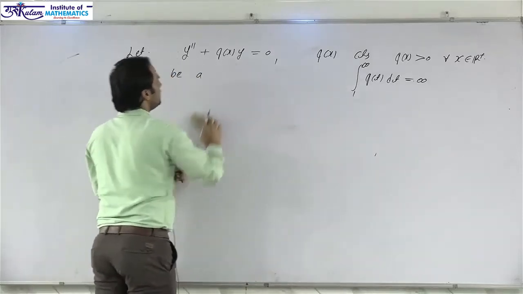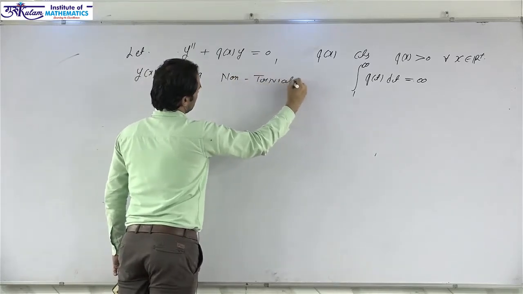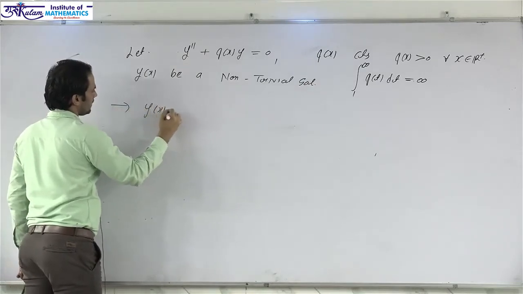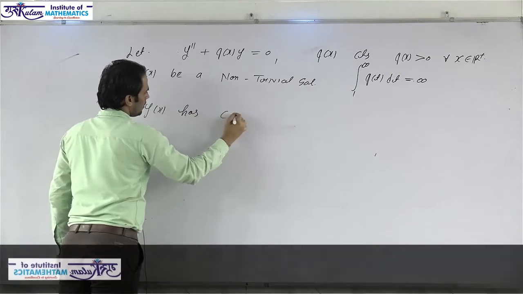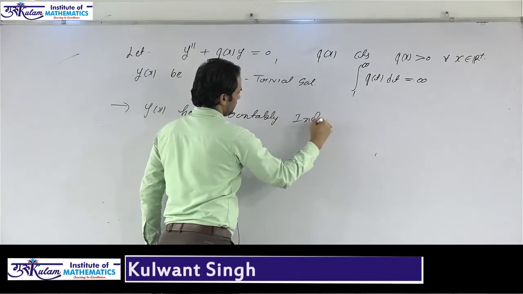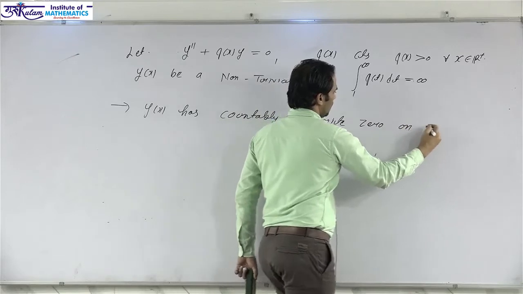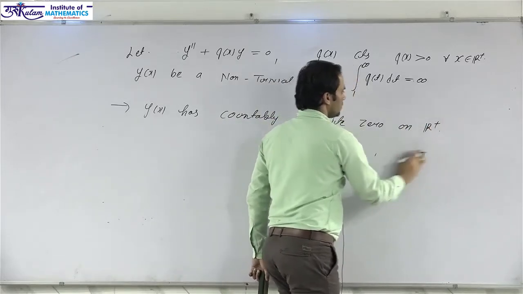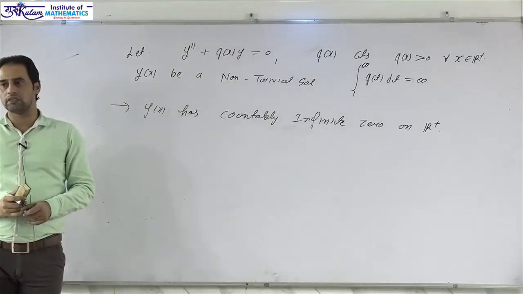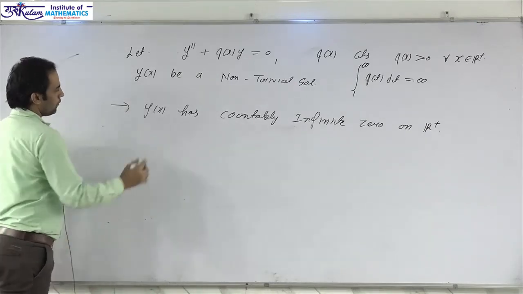And if y(x) is a non-trivial solution, then the first property: y(x) has countably infinite zeros on R plus. So if this coefficient is positive, then y(x) has countably infinite zeros on R plus. This is the most important property for y(x).